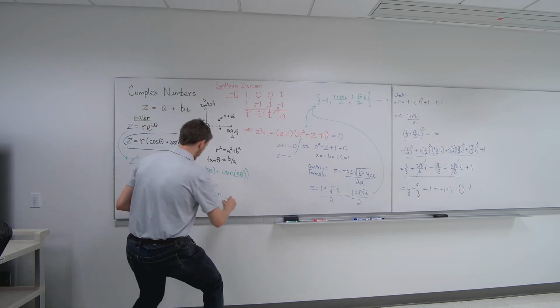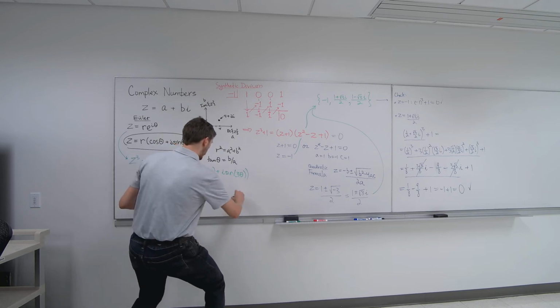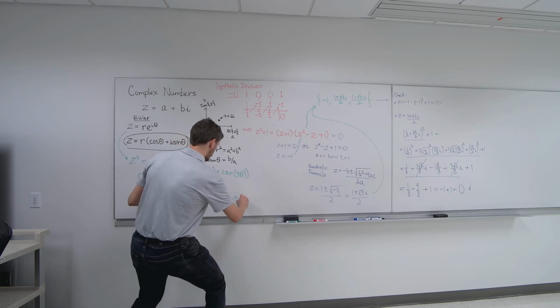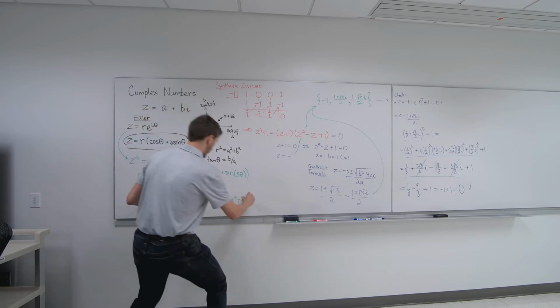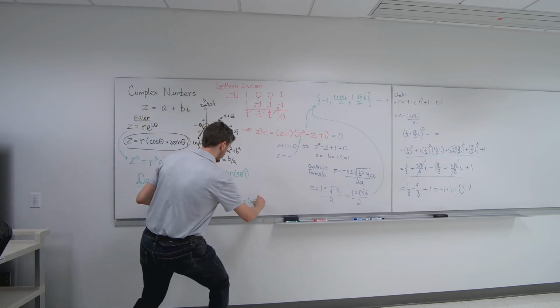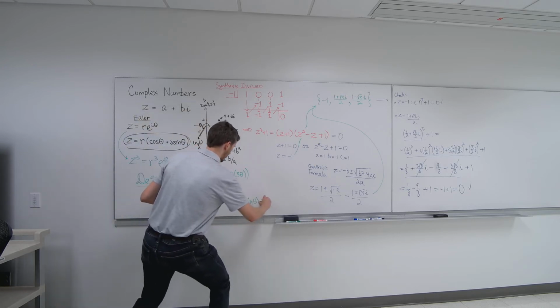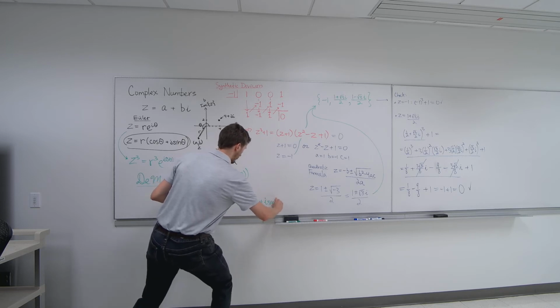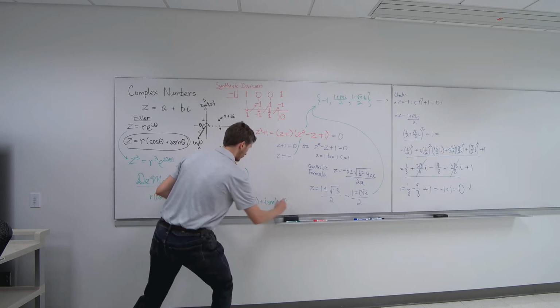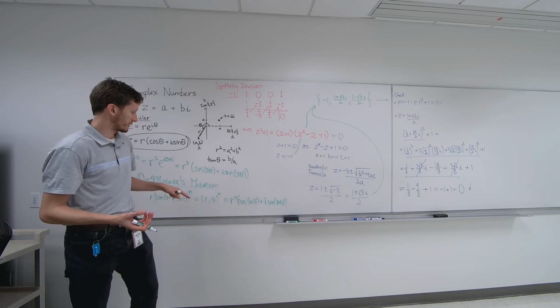And we're going to get what? We're going to get r to the n, and then we're going to use that angle, cosine n theta, like I was doing 3 theta here, plus i sine of n theta. It's a really, really beautiful result. You'll see how we can use that in a moment.